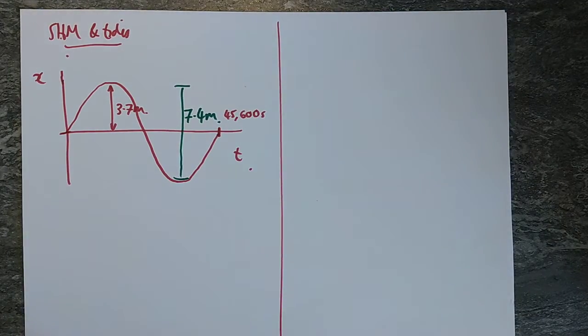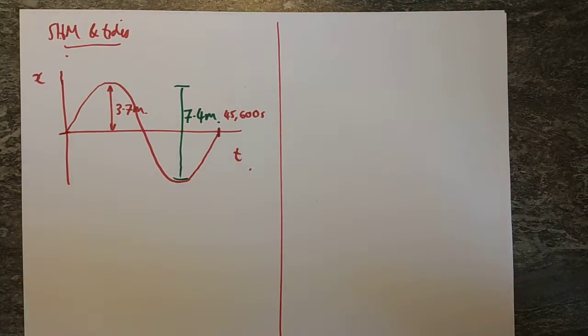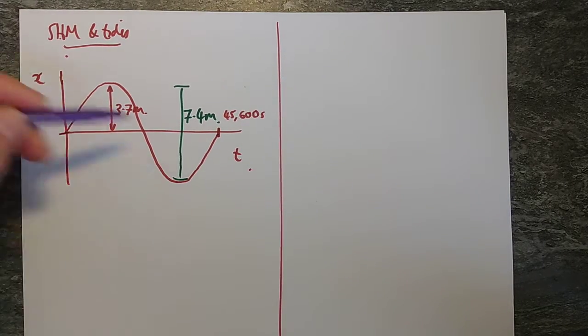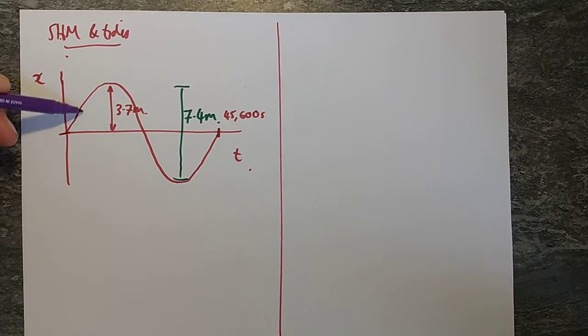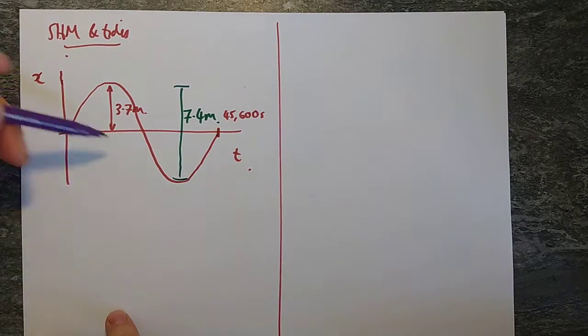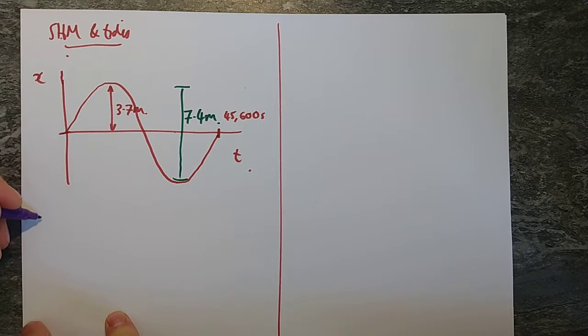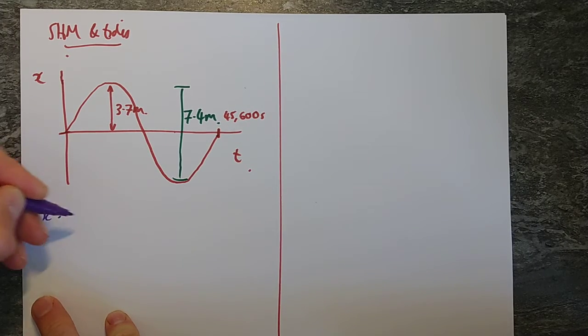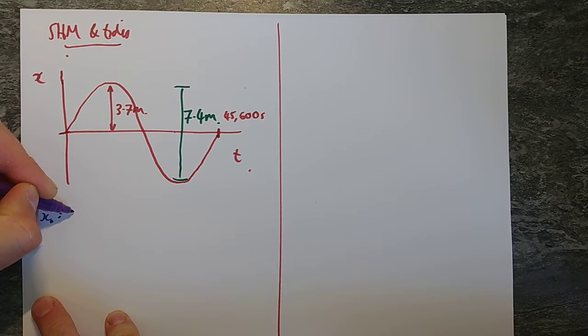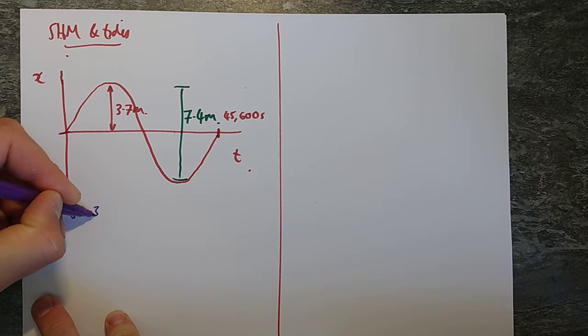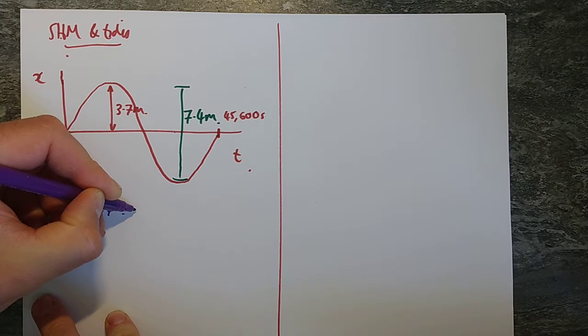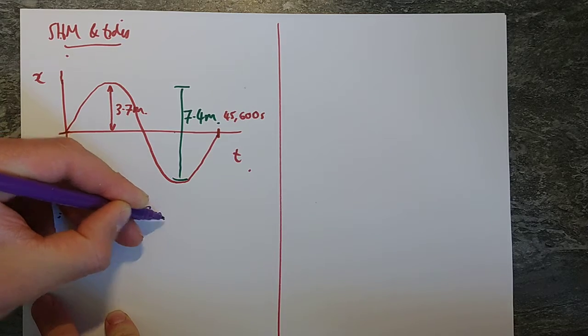So the question here is asking us how long the water is above 5 metres. So 5 metres above low tide. First of all, what we need to do is work out what height, what amplitude that is going to be, because that there is 3.7, so therefore it's going to be a little bit up from there. So x naught, we'll call it, is equal to 5 minus 3.7, which equals 1.3 metres.